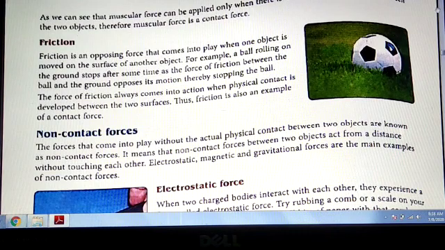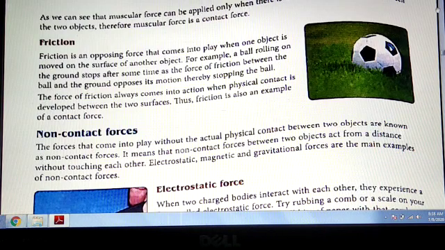Now what is the meaning of the word friction? Friction is something which opposes motion. Motion means movement. When we are doing any movement, the force which acts opposite to our movement is known as friction or frictional force. So it is the opposing force.